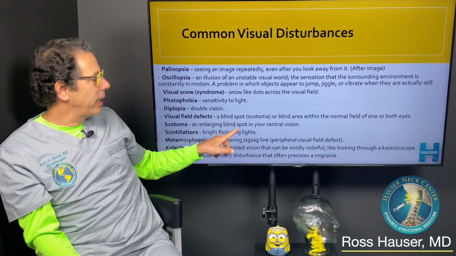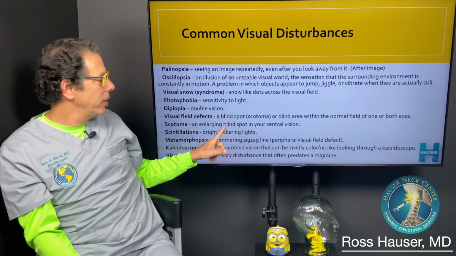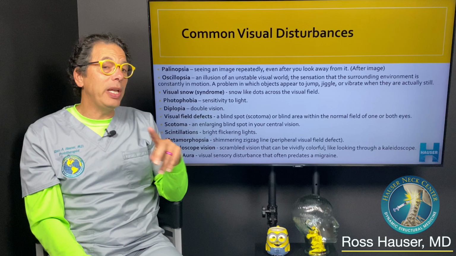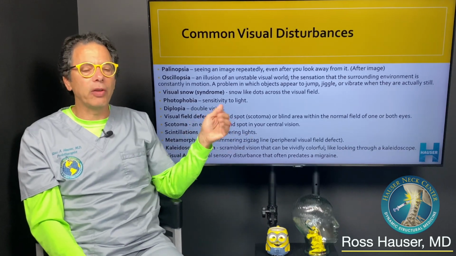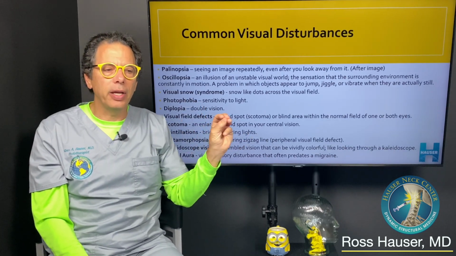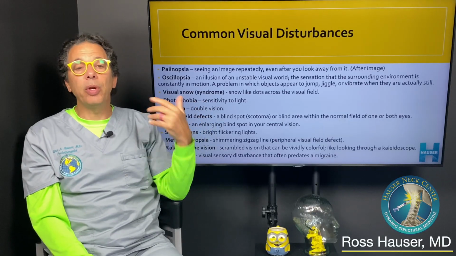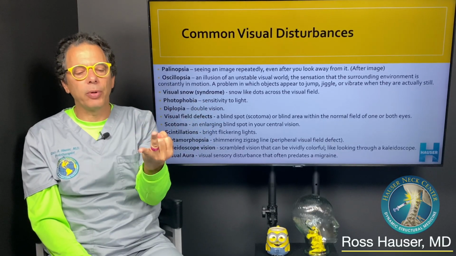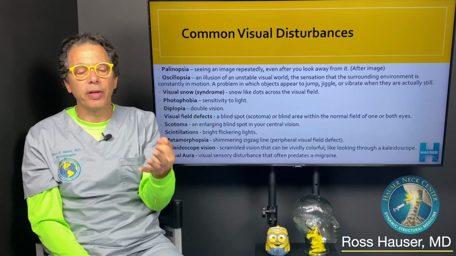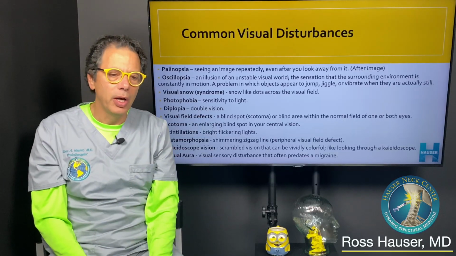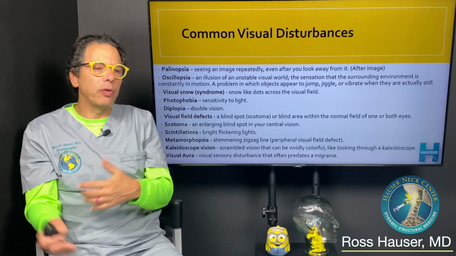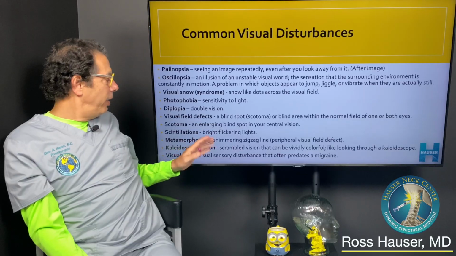Scotoma, an enlarging blind spot in your central vision. So in our office, we don't do visual field defects. We do 3 significant tests that are easily done and reproducible. We check intraocular pressure, pupillary light reflex, and we do optic nerve sheath diameter. If we were going to add a 4th test, it would be visual field defects.